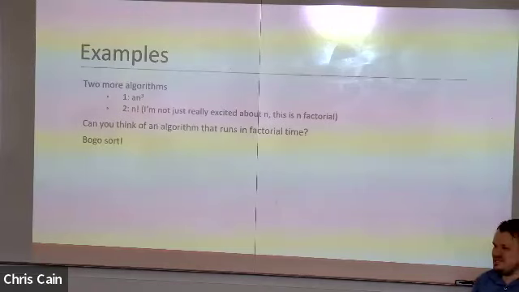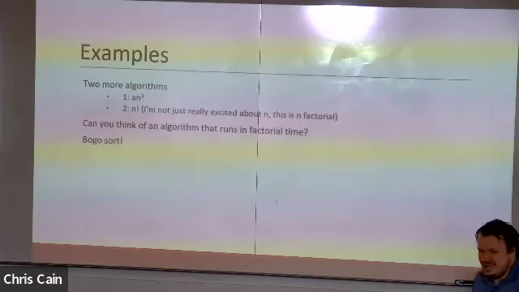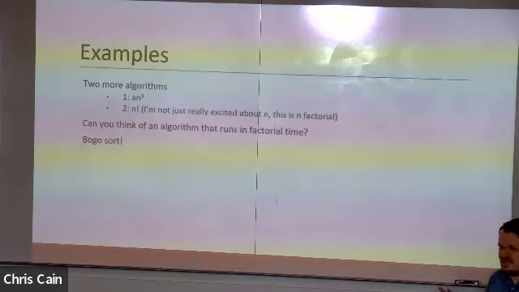BOGO sort basically says, take the list, randomly permute the list. Check if it's in order. If not, do it again. If not, do it again. So let's say we had a list of 5 elements. How many times would you think you have to randomly permute the list in order to get the first element in place once, on average?